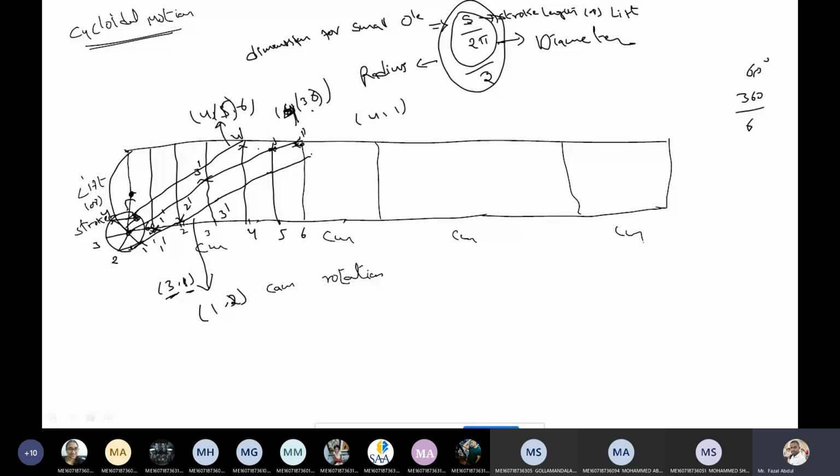Okay. After generating the points, connect all the points by freehand. Join all the points through freehand to generate the curve. So dark line, the answer should be in dark. Which one is the answer here? The curve is the answer here.